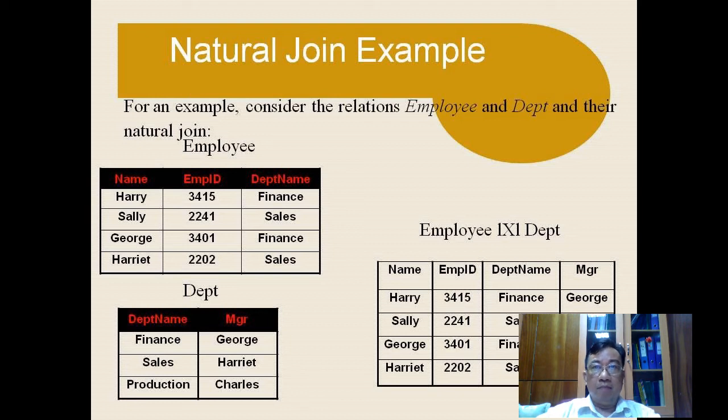For example, consider the employee relation and department relation and their natural join. You have employee containing 4 tuples. You have department containing 3 tuples. And now you want to natural join employee and department. And you see the result relation of the natural join of employee with department relation is the set of all combinations of tuples in employee and tuples in department that are equal on their common attribute names. And in this case, the common attribute name is the department name. So you see here the department name is finance and sales and production.